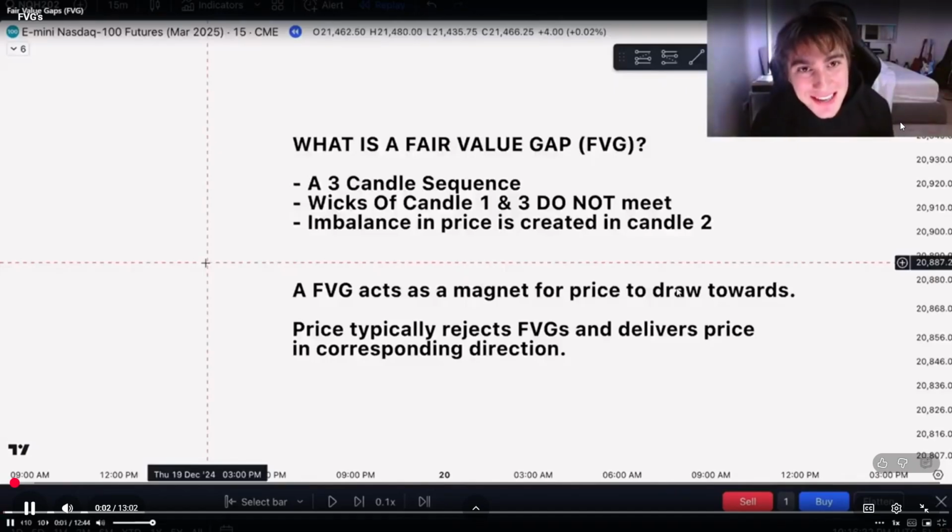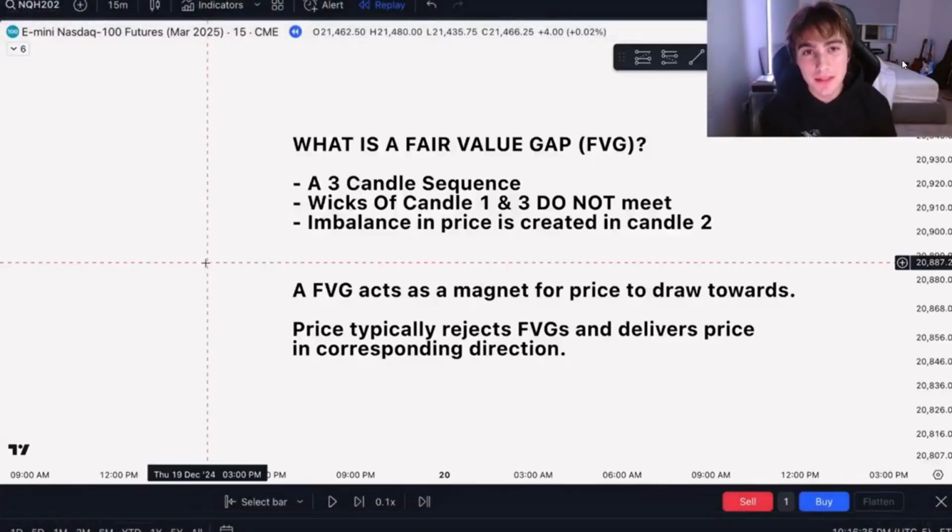What is good, guys? In this lesson, I will be teaching fair value gaps. I'm sure you've heard this word maybe a million times, considering it is probably one of the most commonly used ICT concepts and most well known. But anyways, let's get into it. So what is a fair value gap?